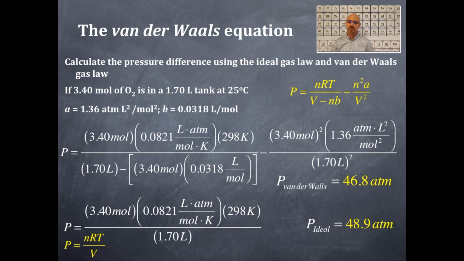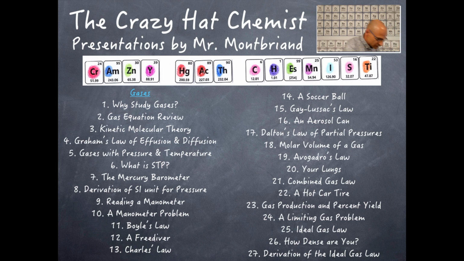So what we're going to do is take the difference between these values. Which one is the best value? Of course, the best value is from the van der Waals equation. The ideal gas law is a good approximation under most conditions, but the difference here is that it's 2.1 atmospheres less than expected. The ideal gas law is a great approximation, but the van der Waals equation is really the one that you want.